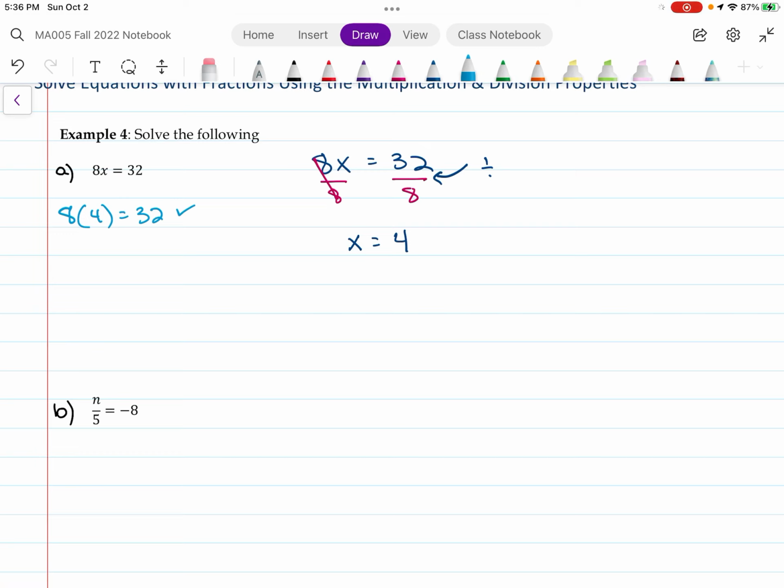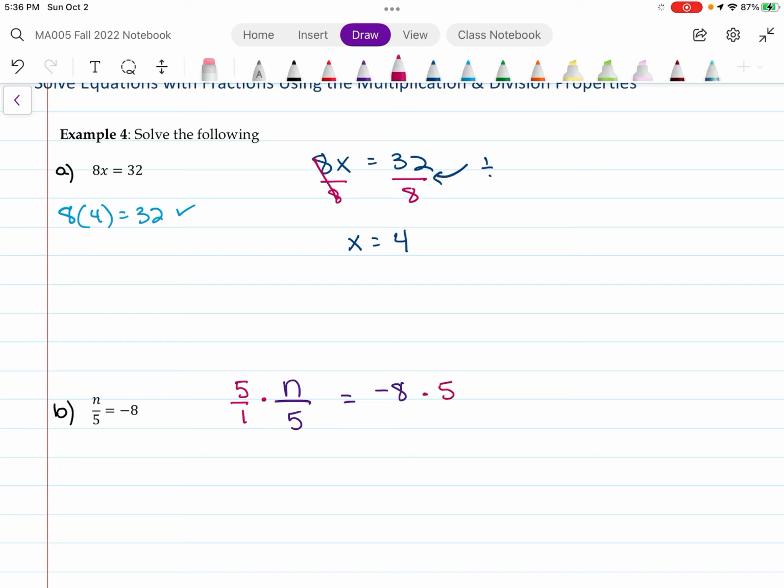Okay, so the next one, we've got n over 5 equals negative 8. All right, so what are you going to do to get the n by itself? It's divided right now, so what is the opposite of division, or the inverse of division? Inverse operation is going to be times 5. And if it helps to write 5 over 1, then do so.